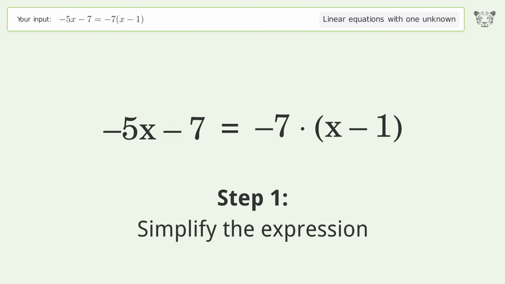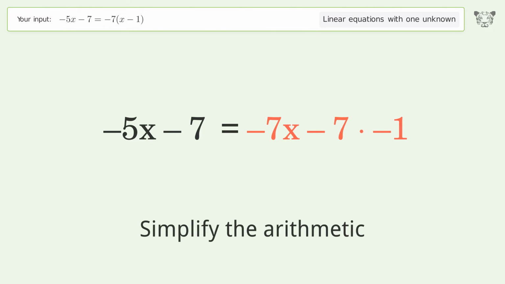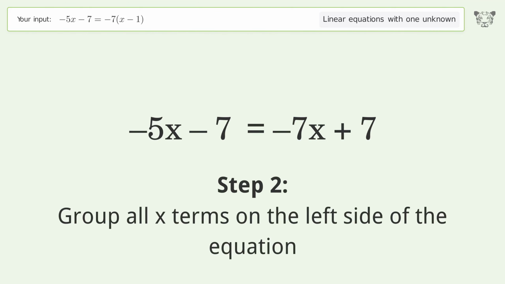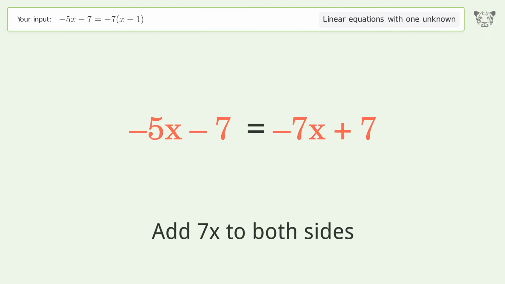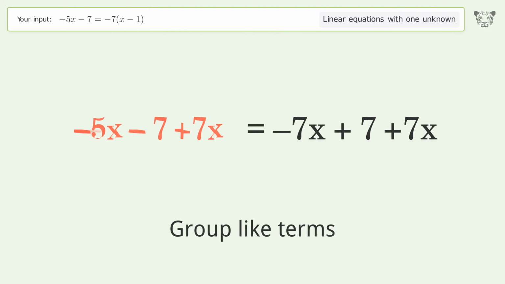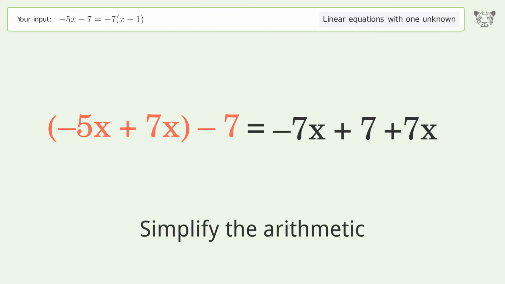Simplify the expression. Expand the parentheses. Simplify the arithmetic. Group all x terms on the left side of the equation. Add 7x to both sides. Group like terms. Simplify the arithmetic.